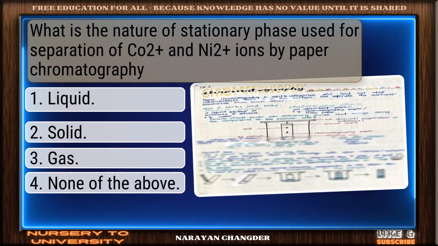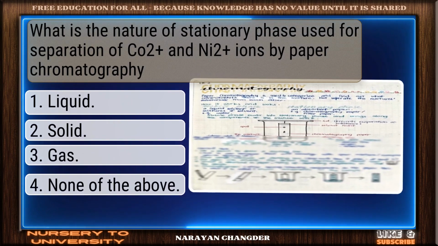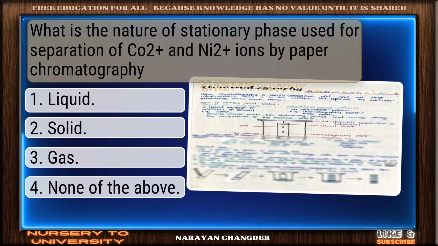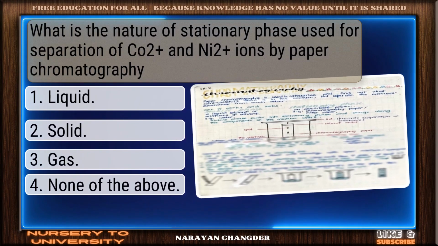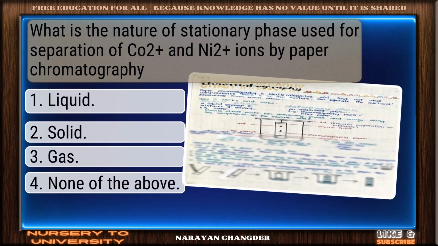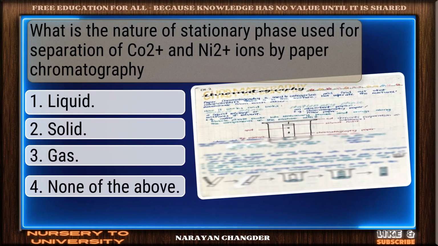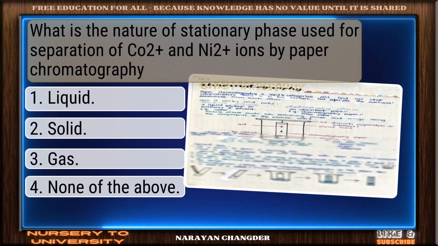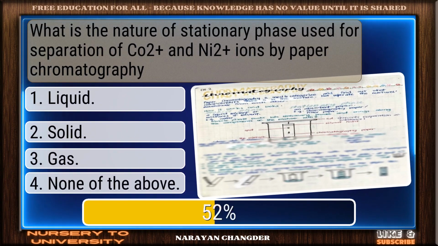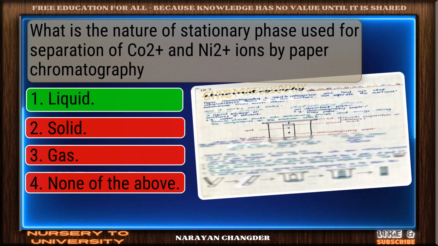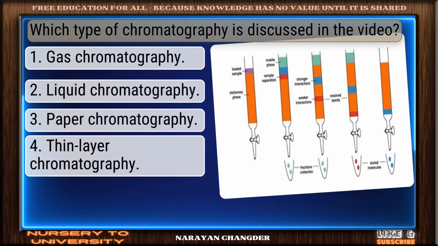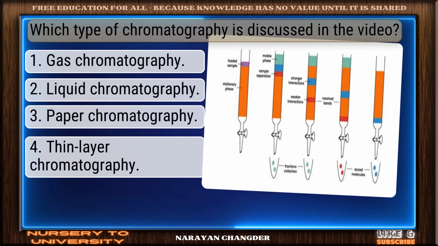What is the nature of stationary phase used for separation of Co2+ and Ni2+ ions by paper chromatography? Option 1. Liquid. Option 2. Solid. Option 3. Gas. Option 4. None of the above. Right choice, liquid. Which type of chromatography is discussed in the video?